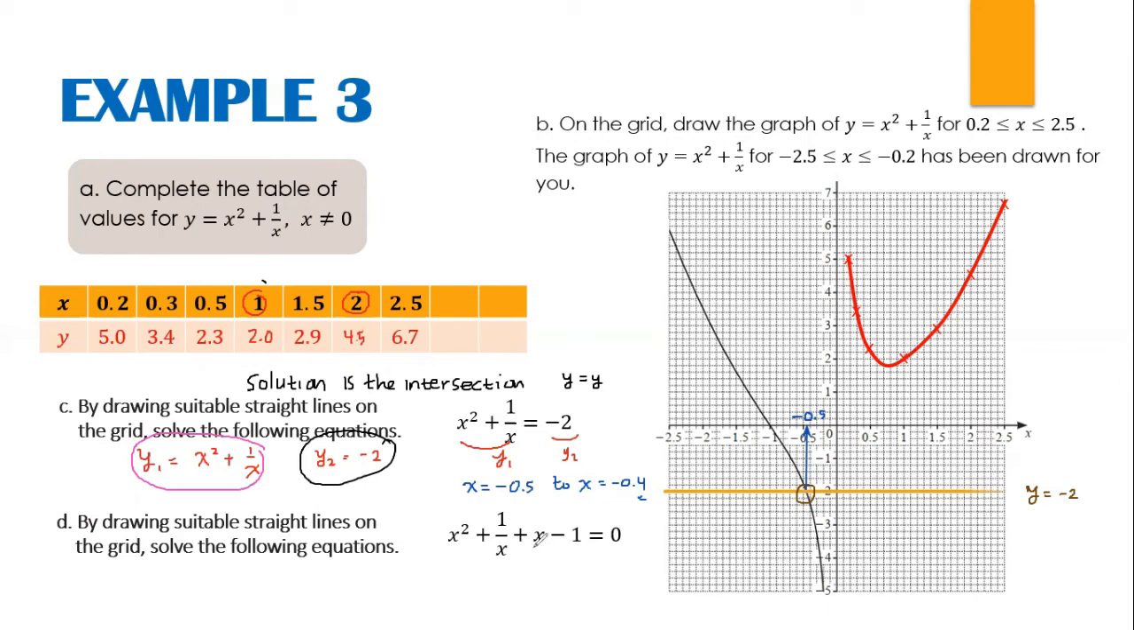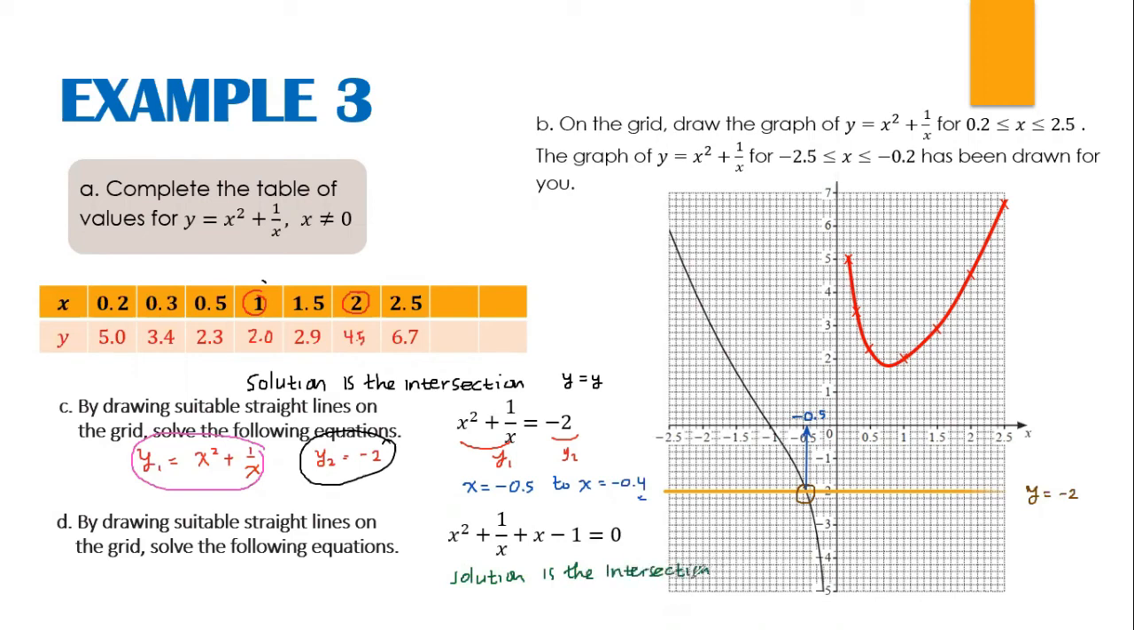Okay, so let's go to the next question. By drawing suitable straight lines on the grid, solve the following equation: x squared plus 1 over x plus x minus 1 equals 0. That's very easy. Students, here is x squared plus 1 over x plus x minus 1 equals 0. We have to separate this function. The solution is the intersection.